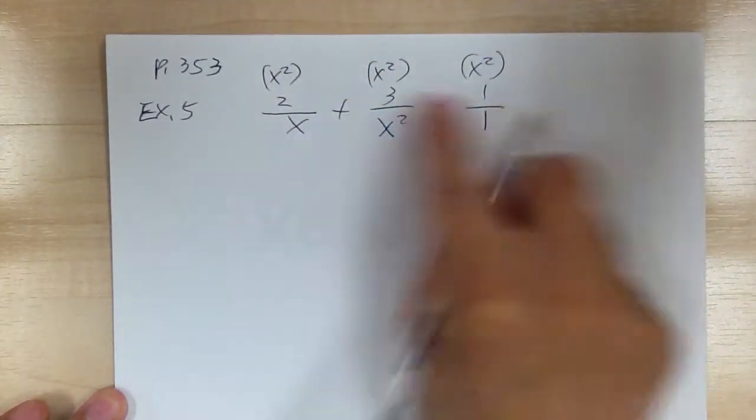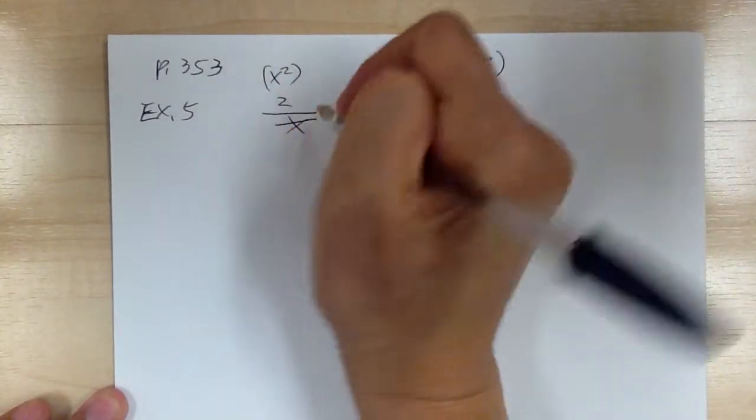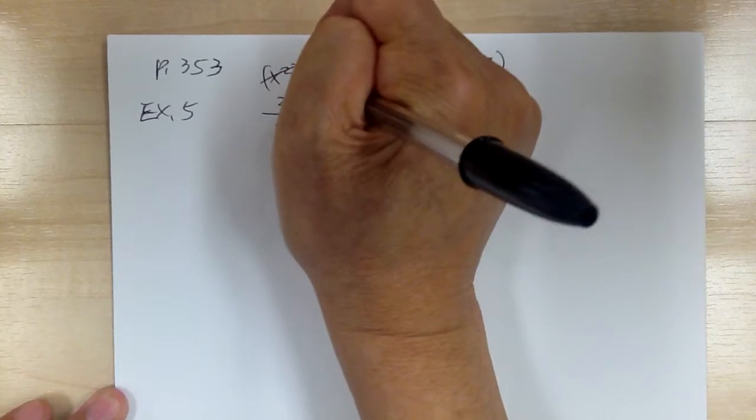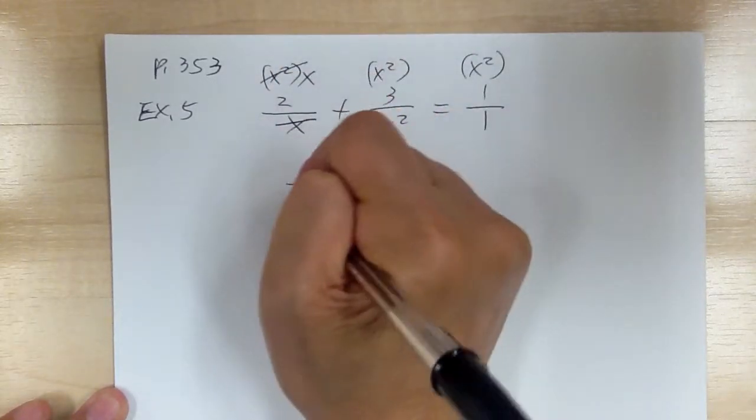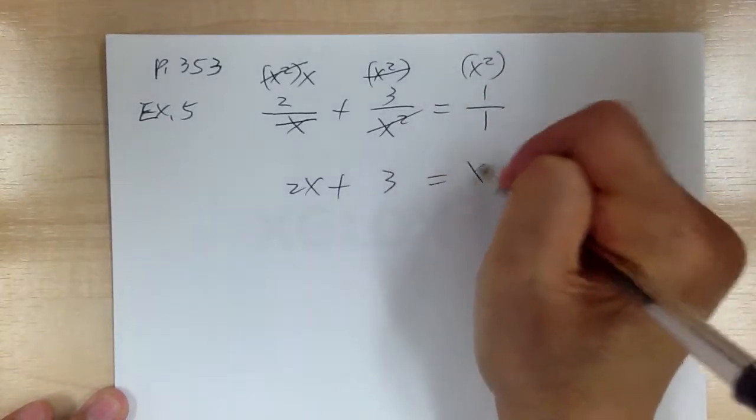Again, don't get lazy. Write it out on top of each term. That way, when you cancel, you don't get confused. When you cancel, write down right away: that's 2x. This cancels, so it'll be 3. This one does not cancel, it'll be x squared.